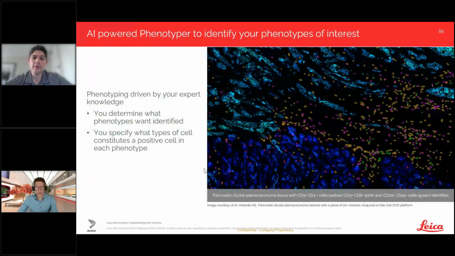You can build up the phenotypes of the tissue driven by your expert knowledge by defining what phenotypes you want identified and what types of cell constitute positive cells in each phenotype. So for example, if I have expression of CD3 and CD4 past a certain threshold, I know that those are CD4 positive T cells. And obviously with these multiplex data sets and with many biomarkers being visualized, those cell phenotypic definitions can get quite fine.